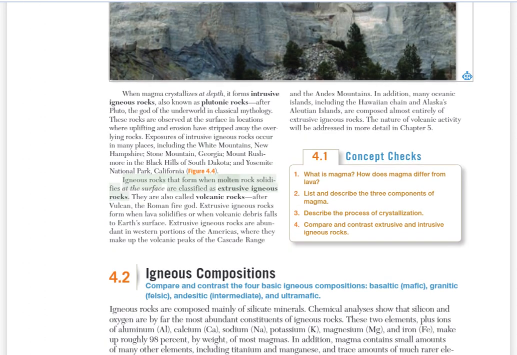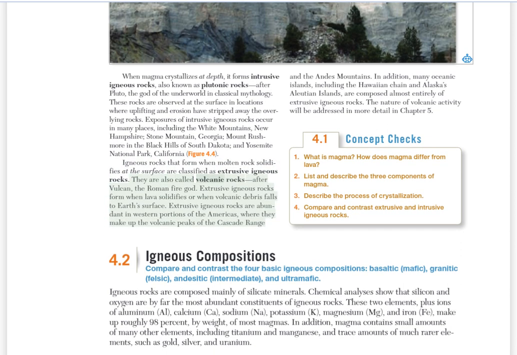Igneous rocks that form when molten rock solidifies at the surface are classified as extrusive igneous rocks. They are also called volcanic rocks, after Vulcan, the Roman fire god. Extrusive igneous rocks form when lava solidifies or when volcanic debris falls to Earth's surface. Extrusive igneous rocks are abundant in western portions of the Americas, where they make up the volcanic peaks of the Cascade Range.